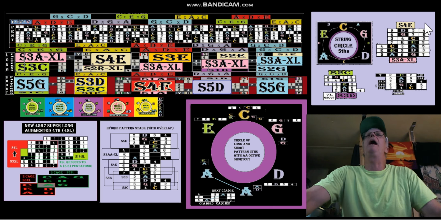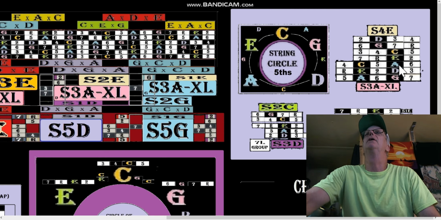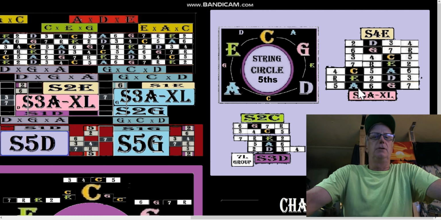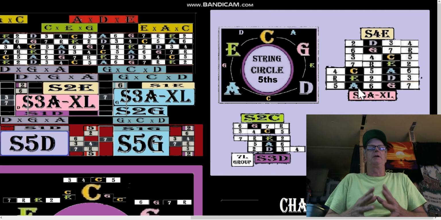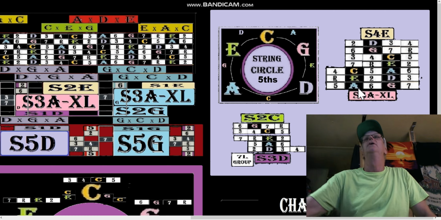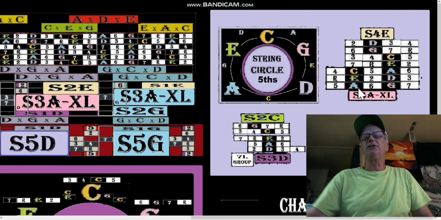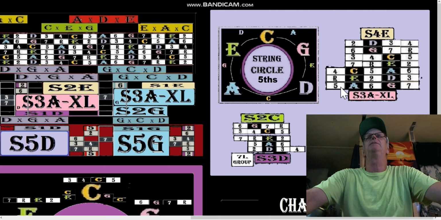with this one pattern way up here, which is an S4E we just talked about as we went around the circle, and this long pattern S3AXL, following the convention for identifying patterns, is now the bottom string and how many strings up from there. So looking at the long pattern there, actually it's extra long, so XL is extra long. You have 5, 6, 7, root, 2, 3, 4, 5, 6. That's the S3 string A extra long.